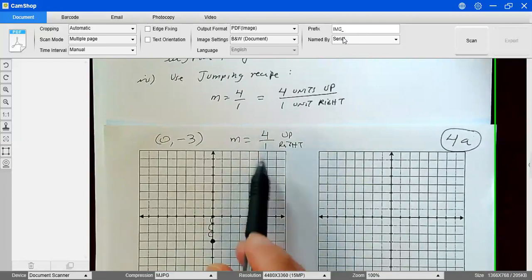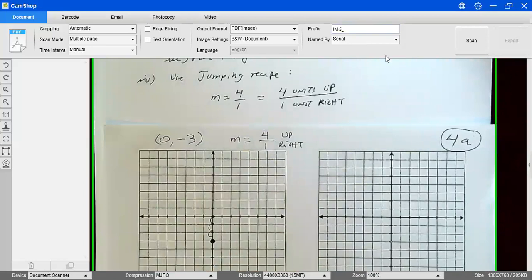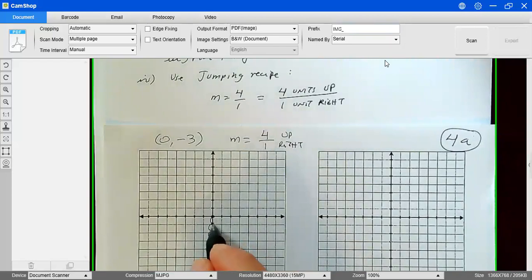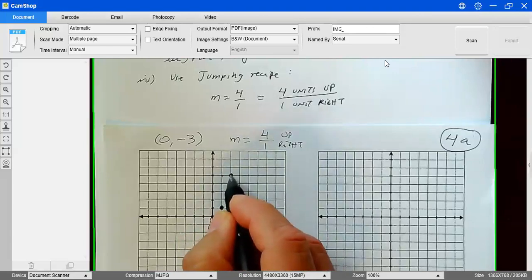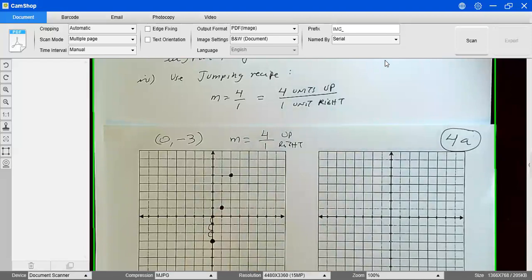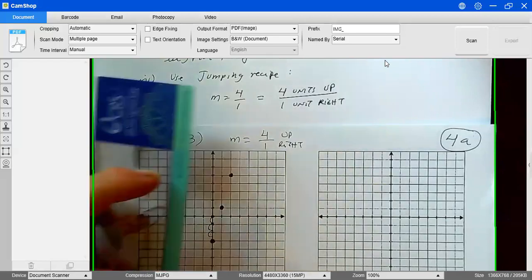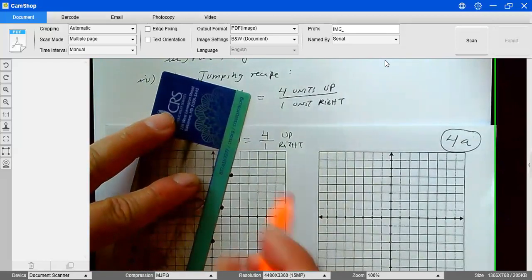Then I'm going to start with my recipe. So I have here 4 units up, starting from here. So 1, 2, 3, 4, and 1 unit right. So that's my new point. I can continue with the recipe. So 4 units up, 1, 2, 3, 4, and 1 unit right, and so on. So then you just use your ruler and get the line. So that is going to be the equation for this line.